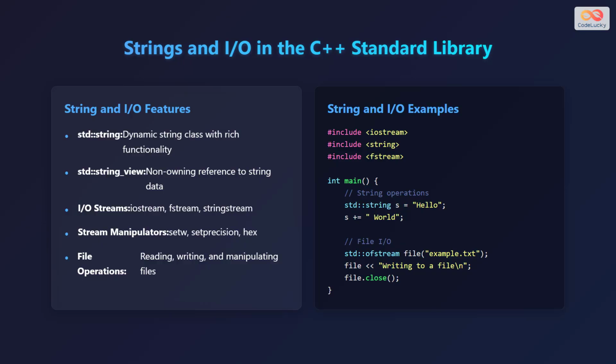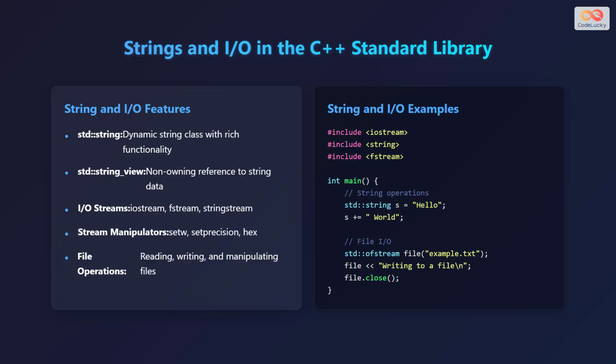Let's explore strings and input and output in the C++ standard library. Key string and I/O features include std::string, which is a dynamic string class with rich functionality. std::string_view, which is a non-owning reference to string data. I/O streams such as iostream, fstream, and stringstream. Stream manipulators such as setw, setprecision, and hex. And file operations for reading, writing, and manipulating files.